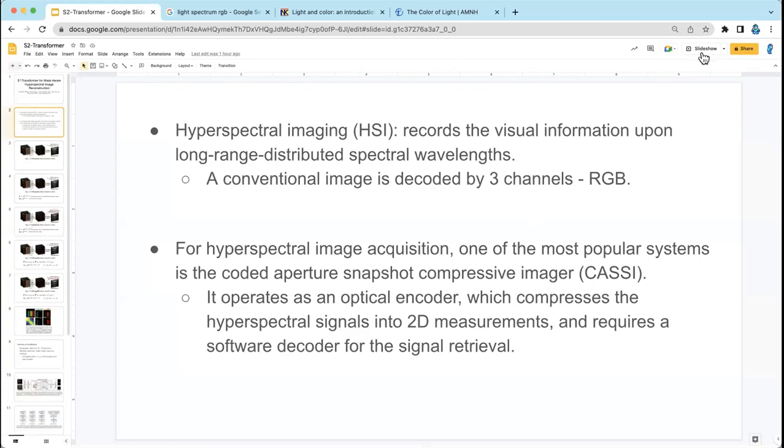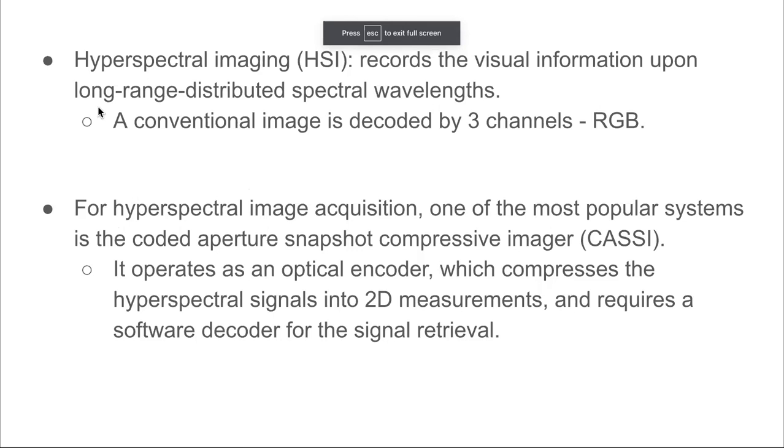Then, for hyperspectral image acquisition, one of the most popular systems is the coded aperture snapshot spectral imager, or CASSI in short. It operates as an optical encoder which compresses the hyperspectral signals into 2D measurements and requires a software decoder for the signal retrieval. So here's the main point: what we should know is that it's just the software for retrieval.